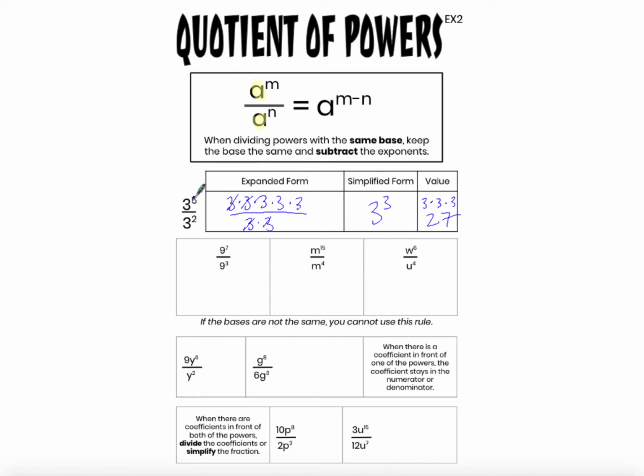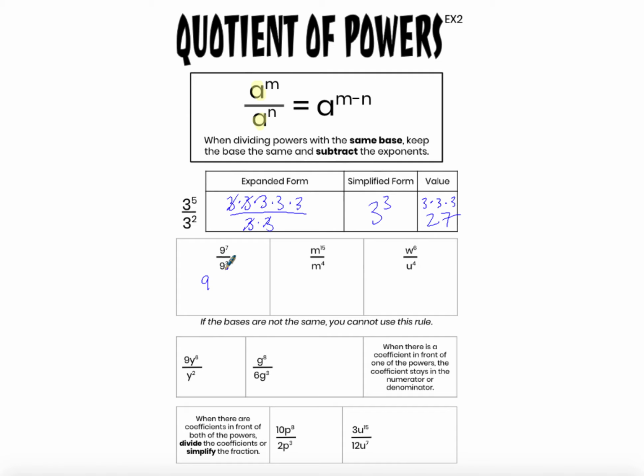Again, I could just apply the rule here. They have the same base of 3, so I subtract the exponents, 5 minus 2. But to keep in your mind why that works, you could go ahead and write it in expanded form, seeing that we subtract 2 from 5 because we have 2 pairs in the numerator and the denominator of that common factor. So if you wanted to, you could show the work here.